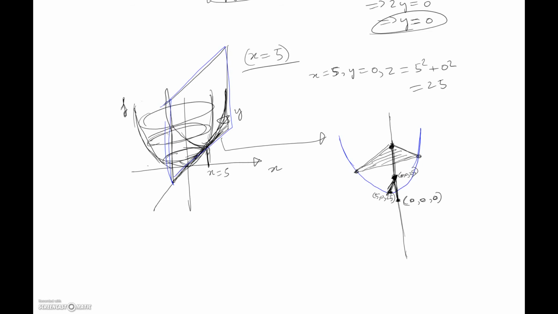Let's see. Yeah, so as I was saying, we're going along the z-axis, and first we took this point 0, 0, 25, and 25 happens to be the optimum value of the constraint optimization problem. We draw a plane parallel to the xy plane, or perpendicular to the z axis, and this plane happens to intersect the parabola tangentially at this point here, x5, y0, z25.